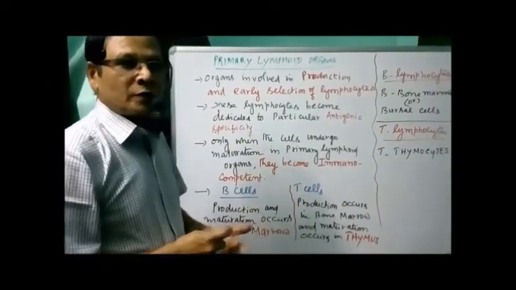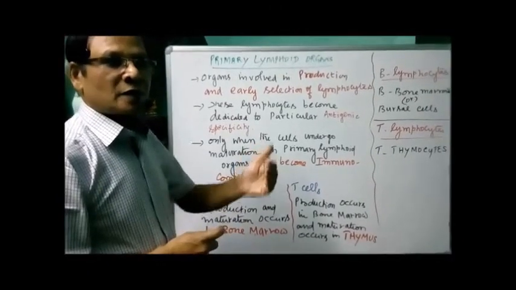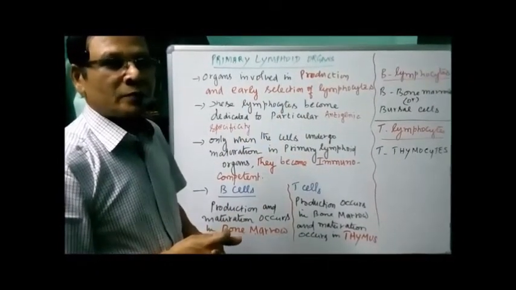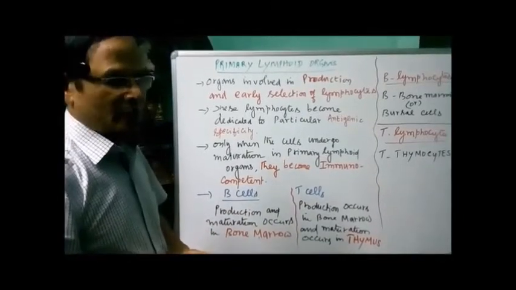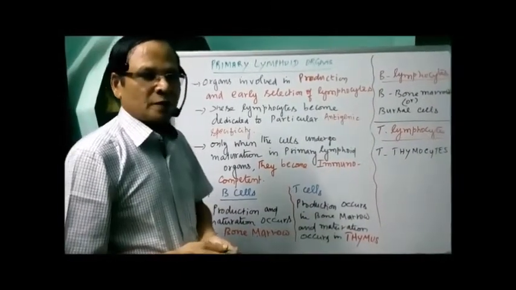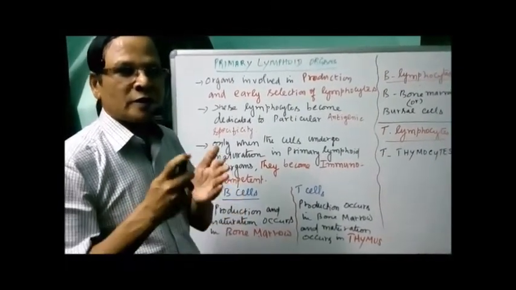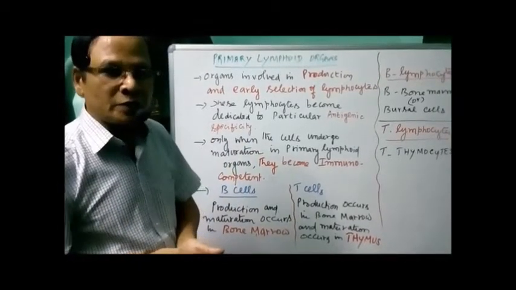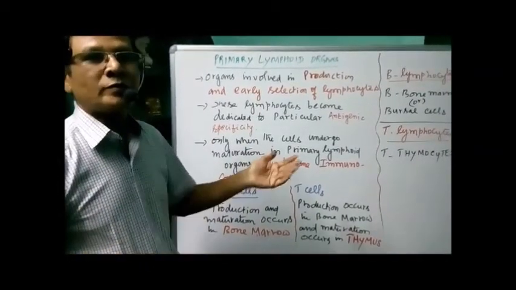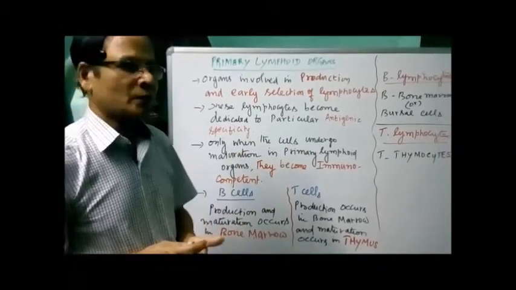Now, in the primary lymphoid organs, the lymphocytes undergo maturation and become immunocompetent. The meaning of immunocompetent is ready to fight or ready to encounter the antigen. The ability to encounter the antigen is called immunocompetent, fighting against it.